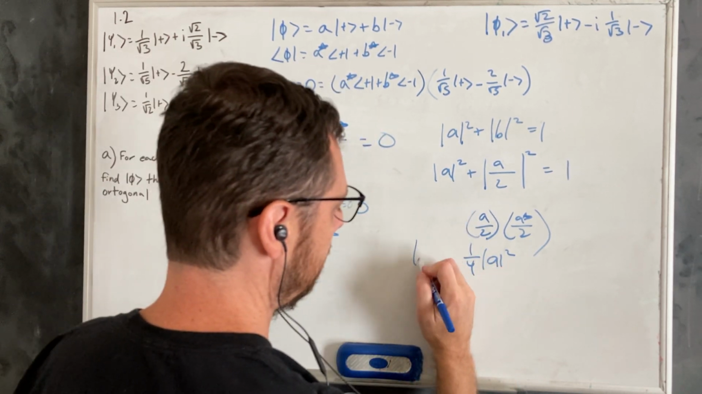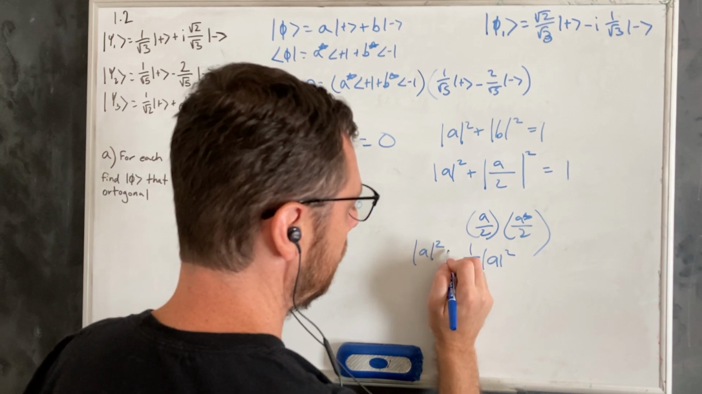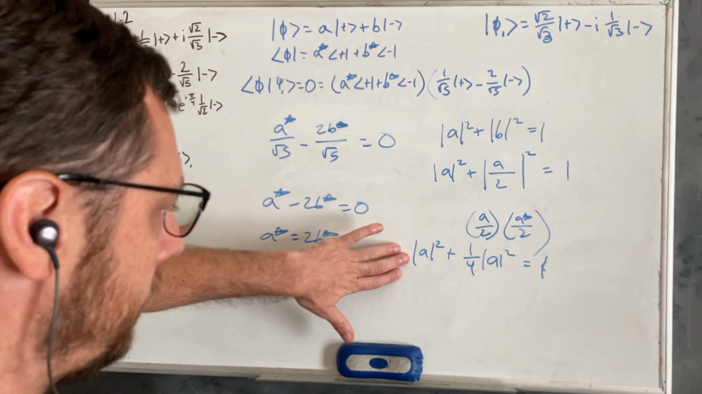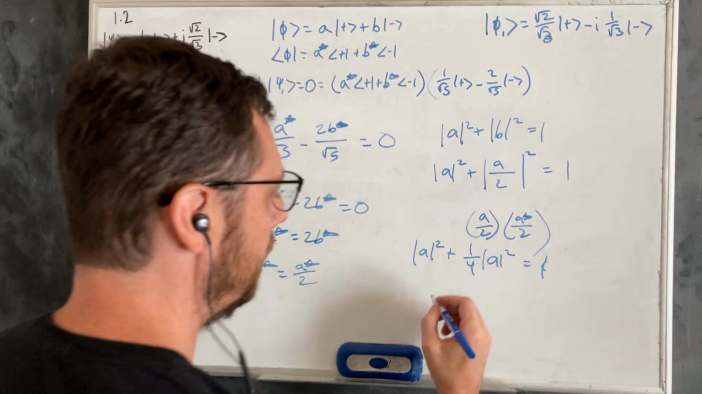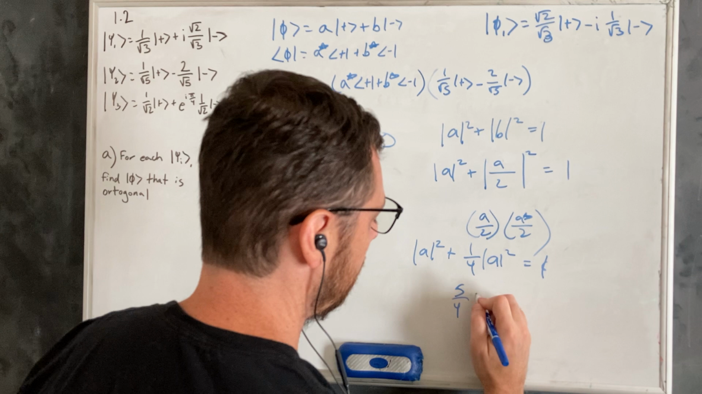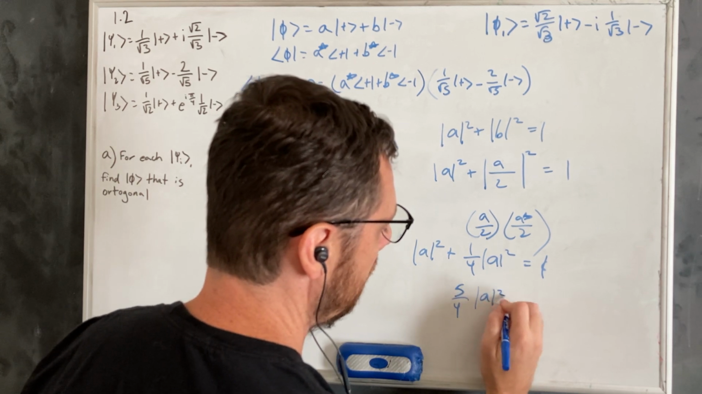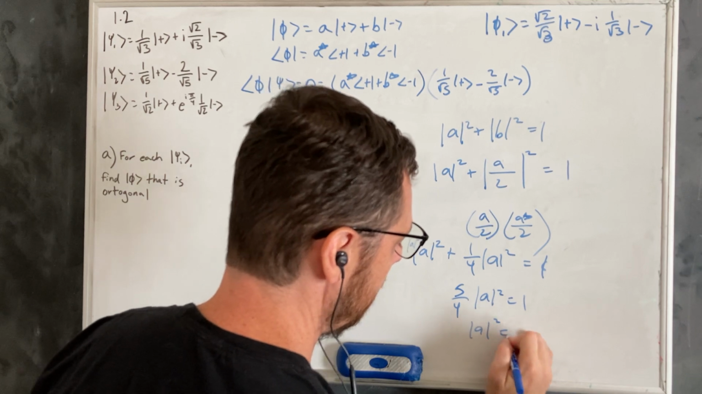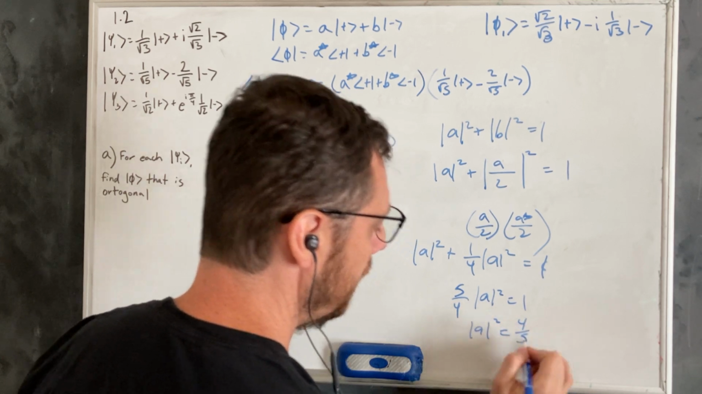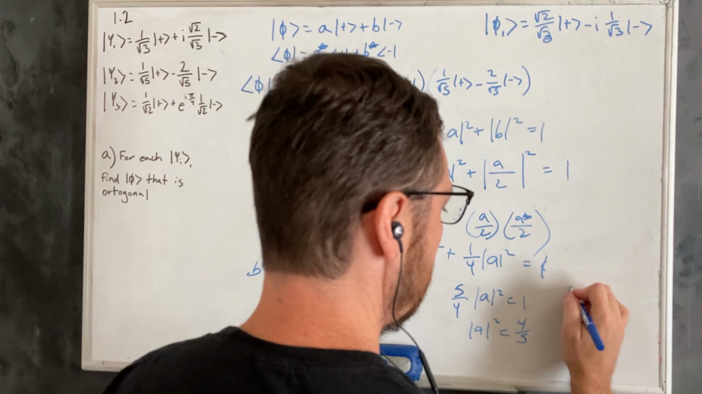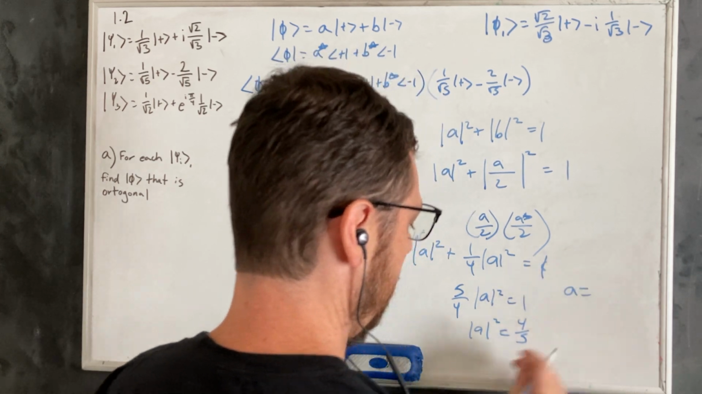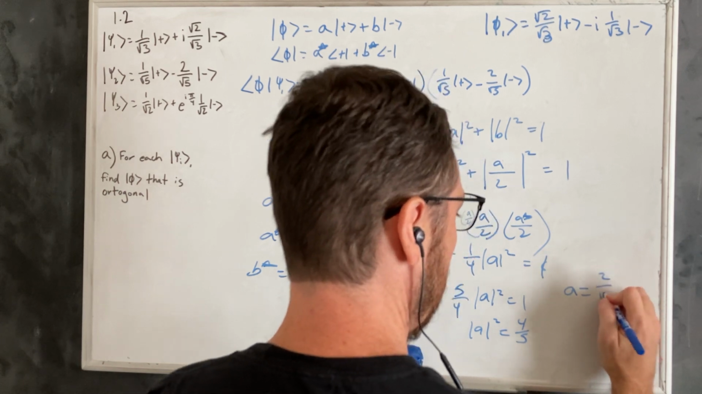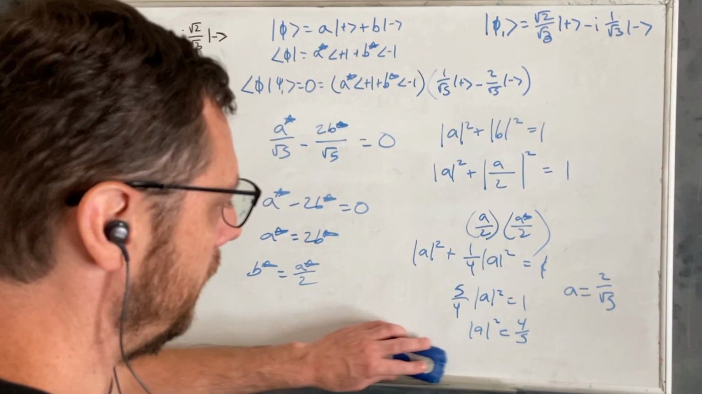And this term stays the same, a squared. And again, that's going to equal 1. So we have 4/4 plus 1/4 is going to be 5/4. So we have 5/4 a squared equals 1. Running out of room here, a squared is equal to 4/5. And then our a is going to be equal to square root of numerator and denominator, which is 2 over root 5. All right, so that's going to be our a.